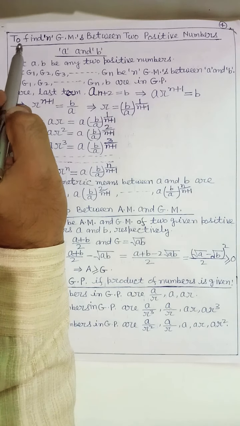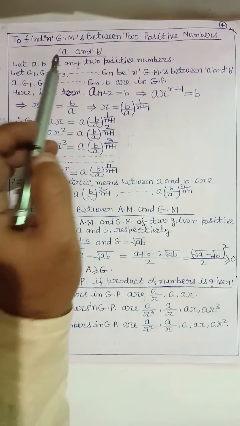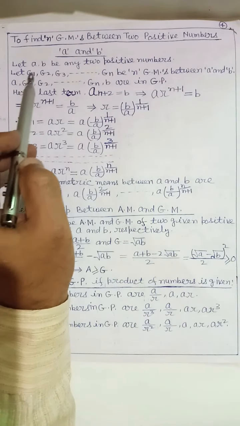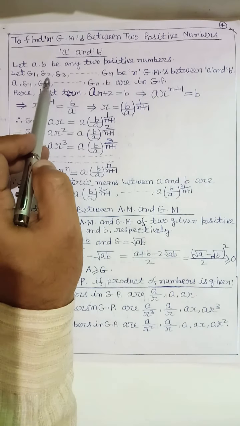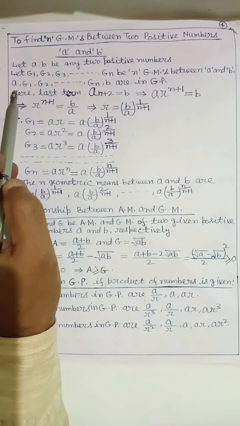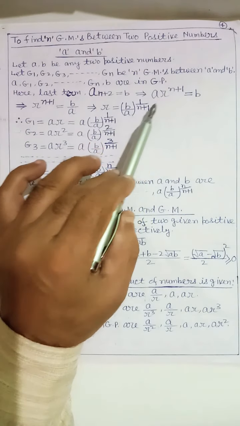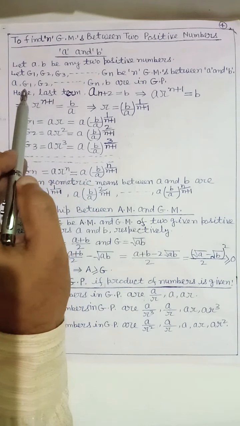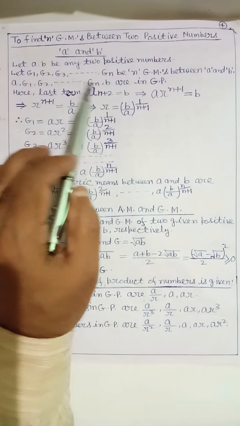Now we discuss how to find n geometric means between two positive numbers A and B. Let A, B be any two positive numbers, and between these two positive numbers there are n geometric means, that is G1, G2, G3 and so on Gn. Let them be n geometric means between A and B. So we can say that A, G1, G2 and so on Gn, B are in GP. Here the number of terms in G1, G2 up to Gn is n, and with A, the number of terms is n plus 1, and B also.